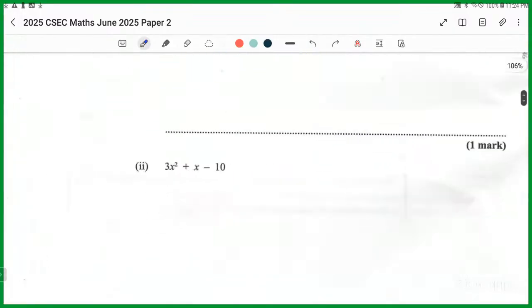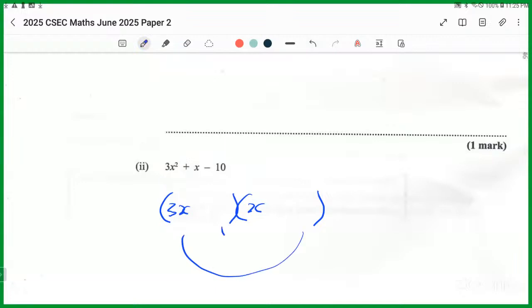Next one. That's a quadratic to factorize. When the first values are prime, it's kind of easy to factorize, but that's only factors of 3x can be 3x and x. I'm just going to factorize it straight. That's 3x and x. Then we want factors of 10, such that the far product and the near product gives you this middle term.